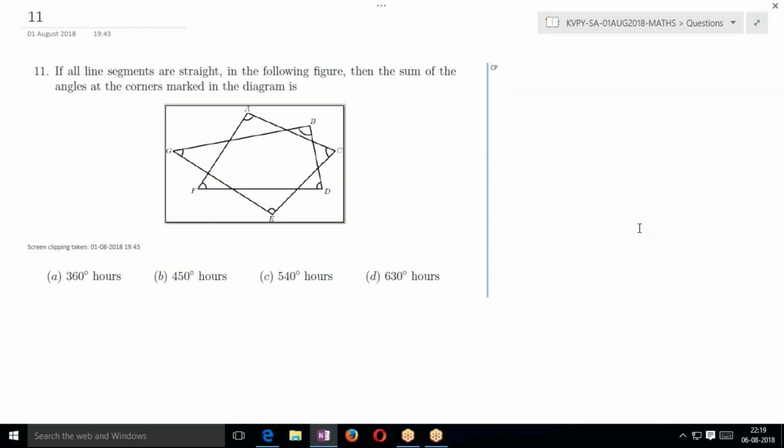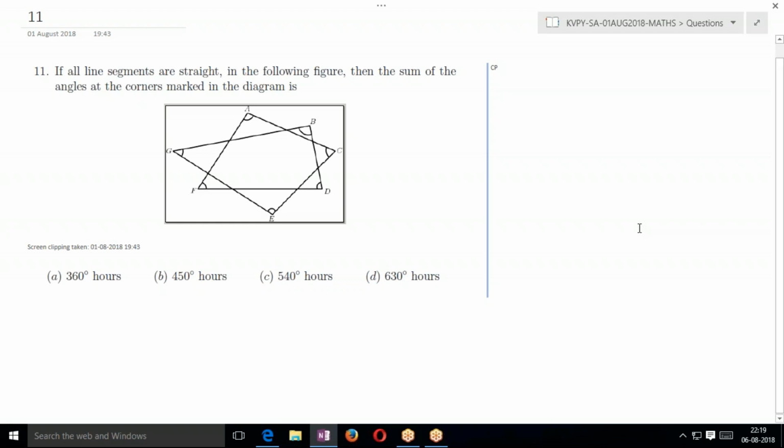Okay, so now here is the question. There is a diagram, and the question is: if all line segments are straight, that is the presumption in the following figure, then the sum of the angles at the corners marked, reading clockwise, A, B, C, D, E, F, and G. These corners have angles. So how do we find the sum of these angles?